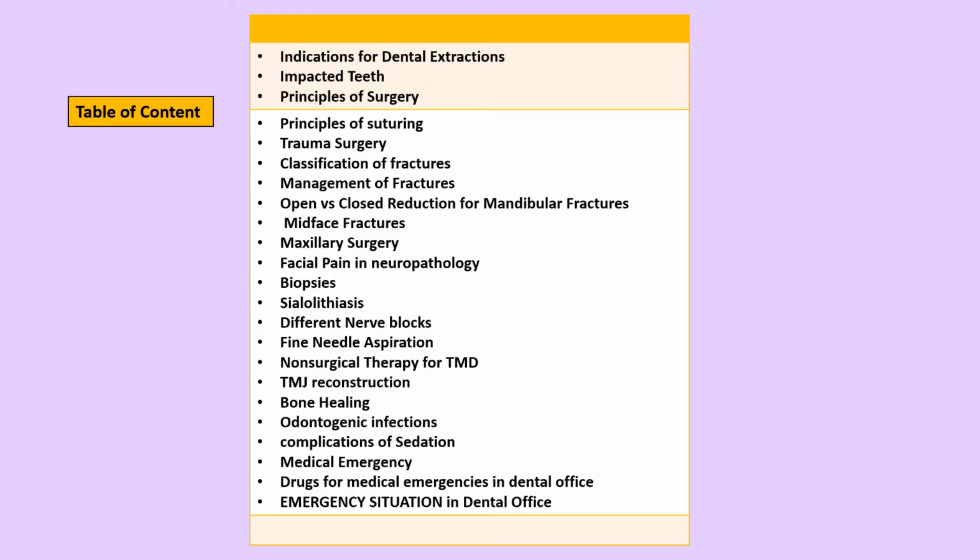So firstly we can see the table of contents, which is indications, contraindications of dental extraction, learning about the impacted teeth, principle of surgery, suturing, trauma surgery, classification of fractures, how to manage them, mandibular fracture, midface, maxillary fractures, surgeries, facial pain, biopsies, different types of nerve blocks, non-surgical therapy for temporomandibular and surgical therapy for temporomandibular diseases, TMJ reconstruction surgeries, bone healing, odontogenic infection, complication of sedation, and management of medical emergencies in the dental office.